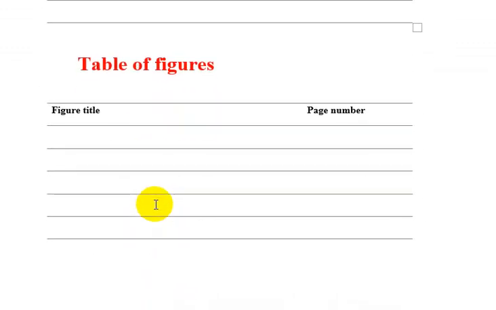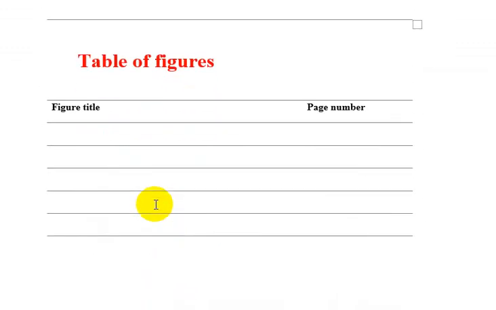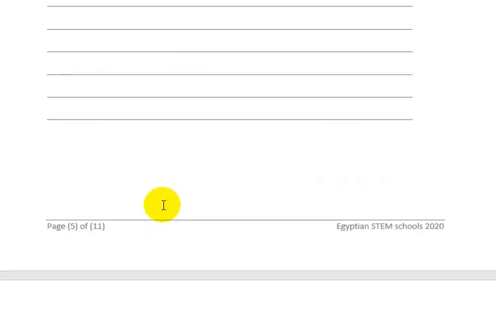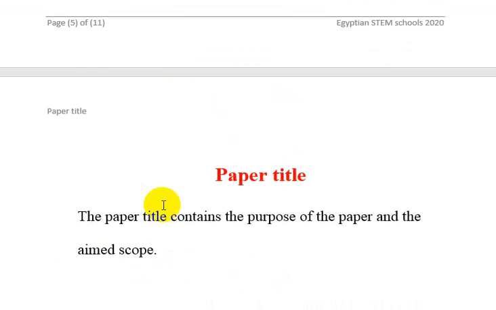And then we go to the next page, which is the table of figures. And the table of figures here, figures are always very important, as they give the paper much credibility and much force. After that, the paper title. And the paper title is what the research is about. And that should be attractive to the readers. And it should be specific and precise.